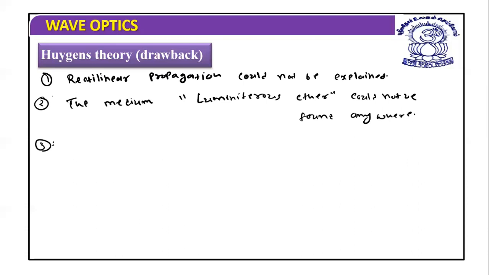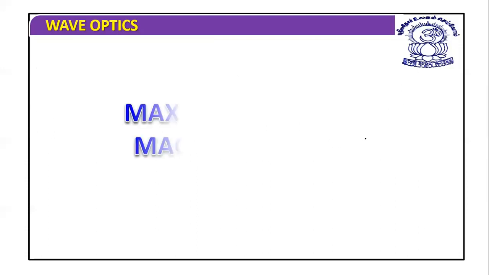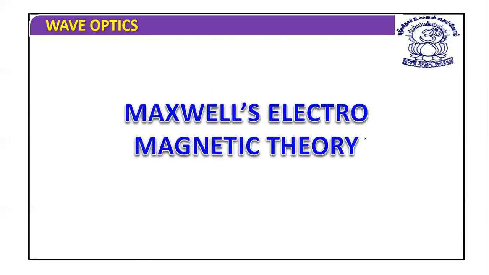The next, it could not explain the modern physics concept like photoelectric effect. Even though it is able to explain partial reflection, refraction, diffraction, and interference, it could not explain photoelectric effect. So this was also not completely accepted by the scientists. The next is Maxwell's electromagnetic theory.